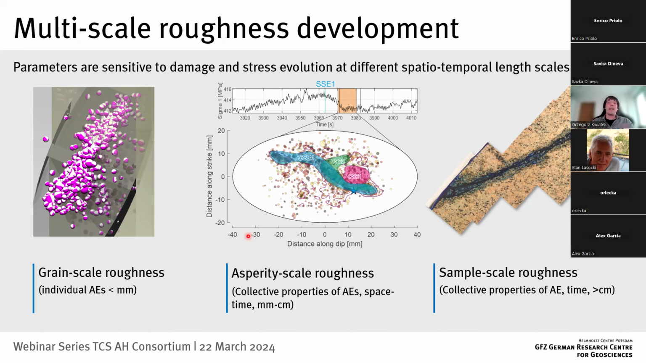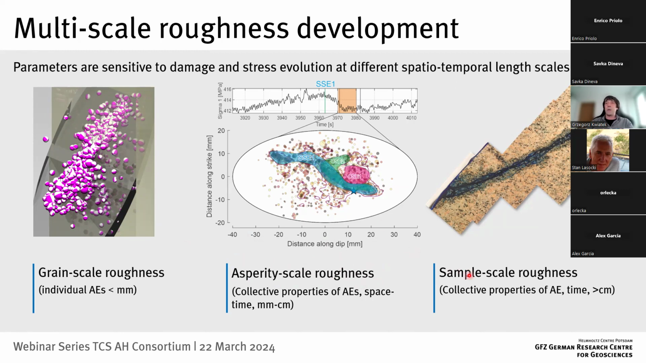So, well, that is obviously the reflectance of the fact that we have a complex fault zone. So what we identify here is that we have a sub-millimeter grain scale roughness development that is actually well picked by the temporal evolution of source parameters of individual acoustic emission events. We have also what we call asperity scale roughness that is best described by the collective properties of the acoustic emission events in time and space.